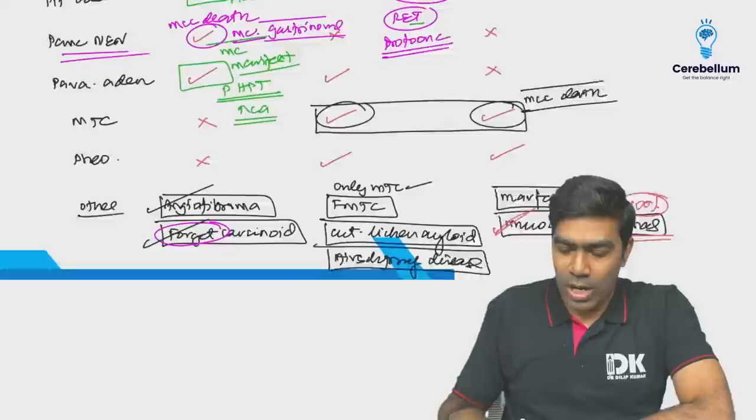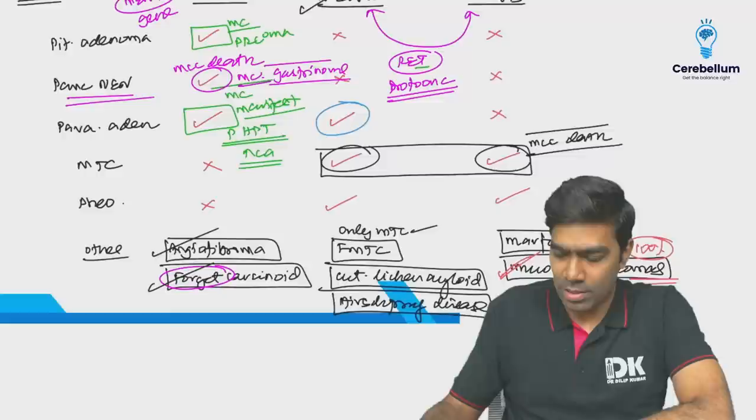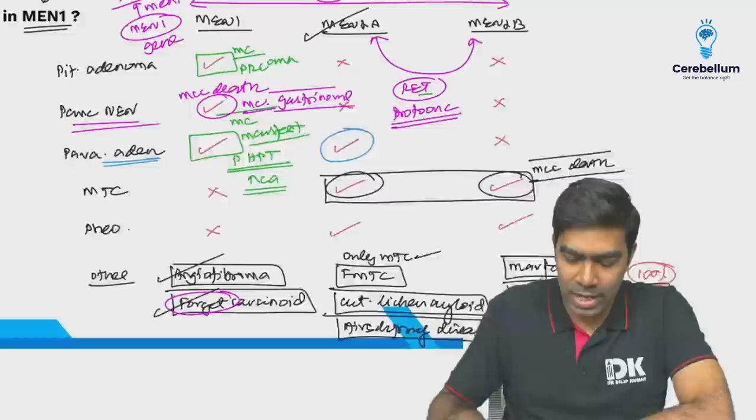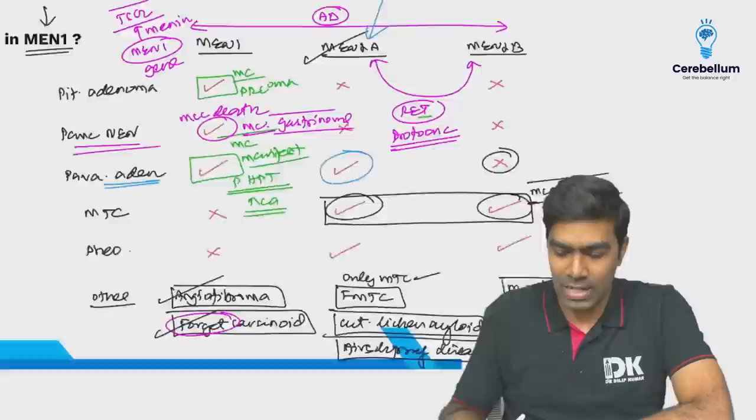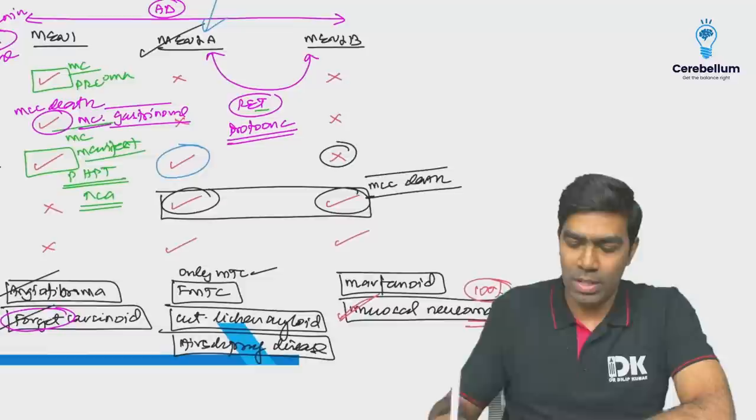In MEN 2A and MEN 2B, also a common exam question: MEN 2A versus MEN 2B, which is going to produce parathyroid adenomas? Only in 10% of cases, but still only MEN 2A tends to produce parathyroid adenomas, which means primary hyperparathyroidism can be seen in MEN 2A, but it will not be seen in patients with MEN 2B. That's a very important point.